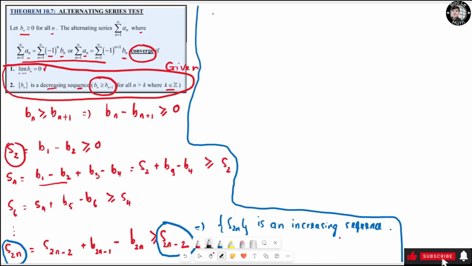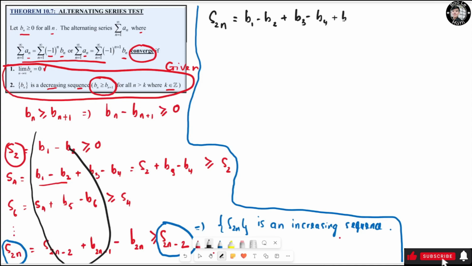Now I'm going to rewrite s sub 2n. I'm going to combine all of these terms, so it's going to be b sub 1 minus b sub 2 plus b sub 3 minus b sub 4 plus b sub 5 minus etc., minus b sub 2n-2 plus b sub 2n-1 minus b sub 2n. Now this first term turns out to be b sub 1.